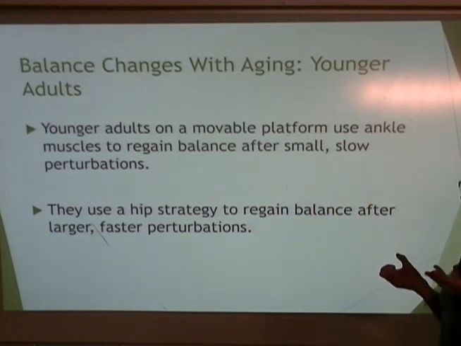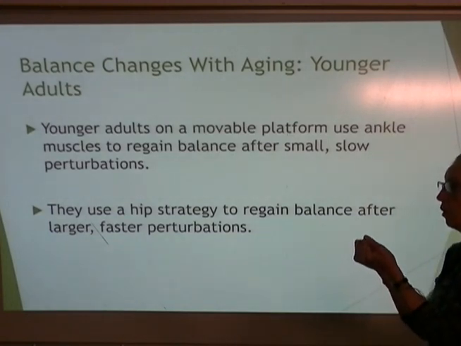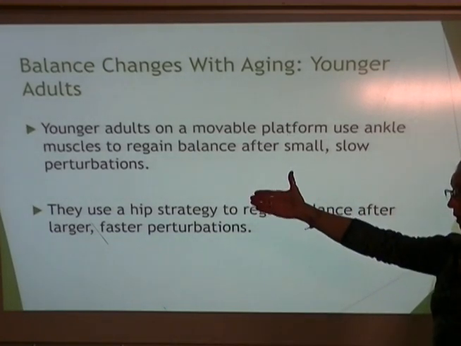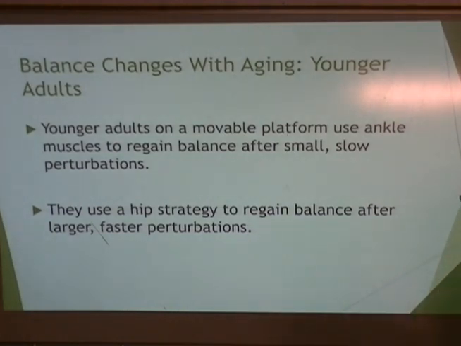And if I move the platform very fast or over a bigger area, then we use a hip strategy to keep our balance. So we use our ankle for a small perturbation and a hip for a bigger perturbation.